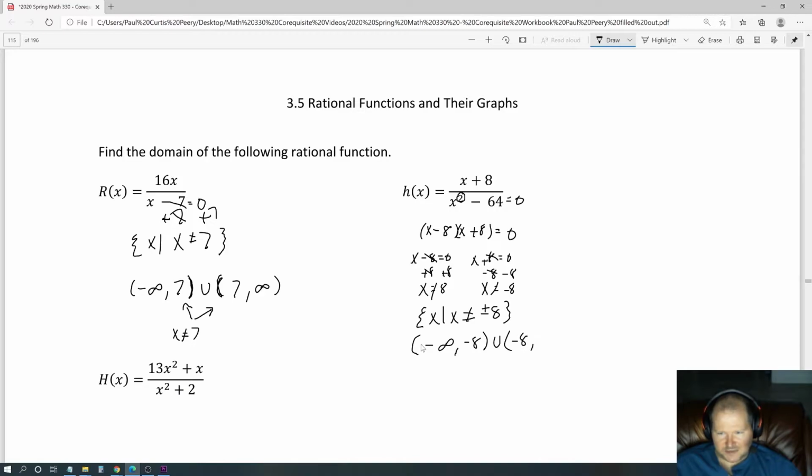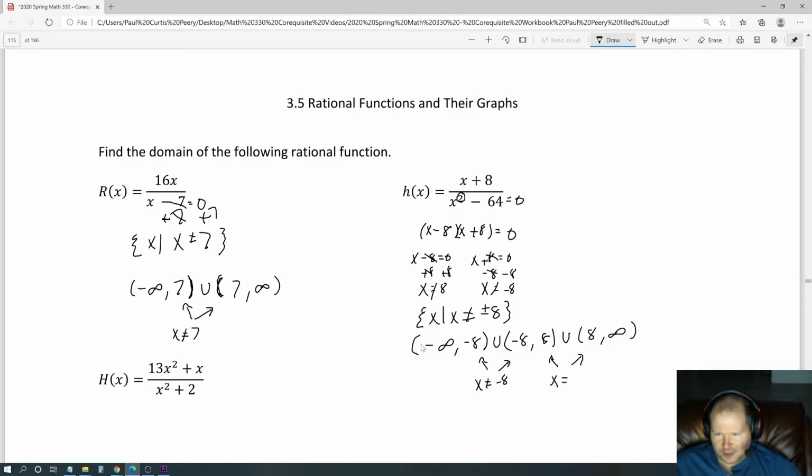But this is a little bit different in that we don't just have a hole at negative 8, right? So here's one hole where x cannot be equal to negative 8. We have another hole where x cannot be equal to positive 8 either. And it goes off to infinity. So this one actually has a couple of holes. So here we have our other hole, because the parentheses don't include it.